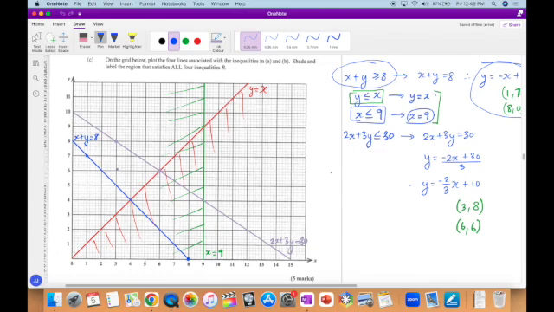Let's just choose this point here. This point is 3, 6. So x is 3, y is 6, so 3 plus 6 is 9. Yes, 9 is greater than or equal to 8. So we could see that this region of the blue line will be true.